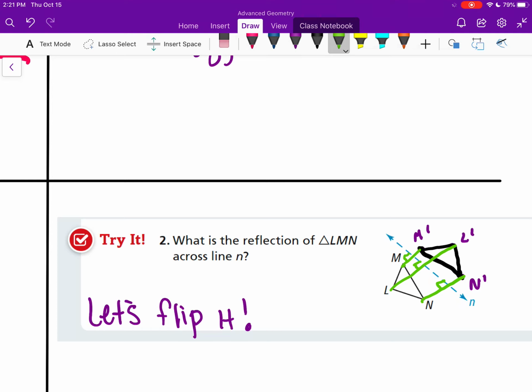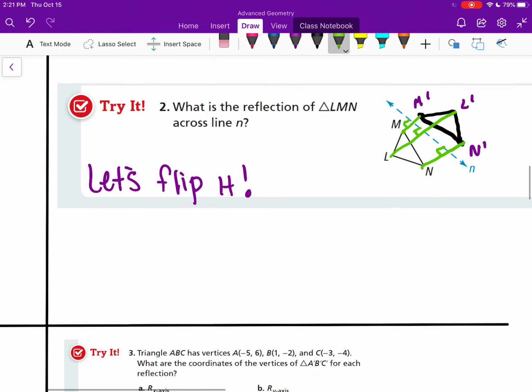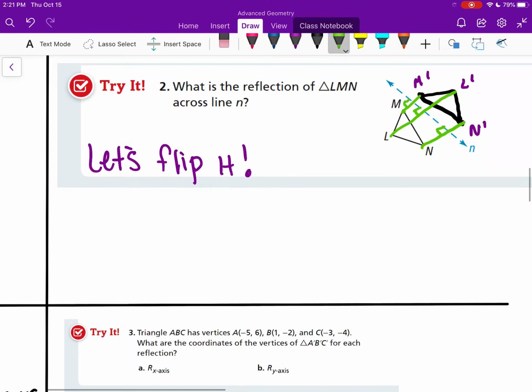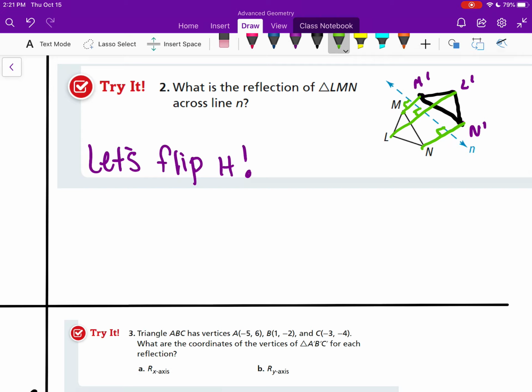So let's jump down to example 3, where we actually have points on a line, or points that make a shape, and we can discuss it. It says triangle ABC has vertices, and it gives you their 3 points. And it asks you, what are the coordinates of the vertices of A prime, B prime, C prime for each reflection? And part A tells us we're reflecting across the x-axis. Part B says we're reflecting across the y-axis. We could draw this, you totally could. You're going to notice you weren't given a graph. So there's probably a way to do this without drawing it.